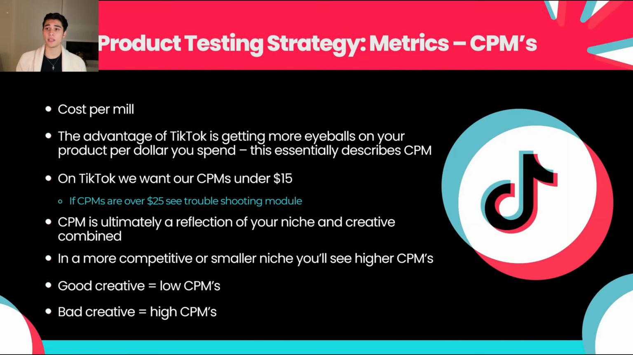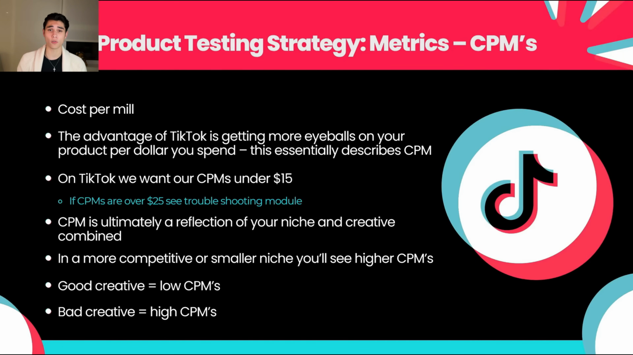First up, your CPM or cost per mil. Now, the advantage of running ads on TikTok is getting more eyeballs on your product per dollar that you spend. This essentially describes CPM. It's the amount of money in a dollar format that you are spending to get 1,000 views on your advertisement. So on TikTok, we want our CPMs under $15. Anything above $15, TikTok does not like our advertisement and they're not showing it to a broad audience.